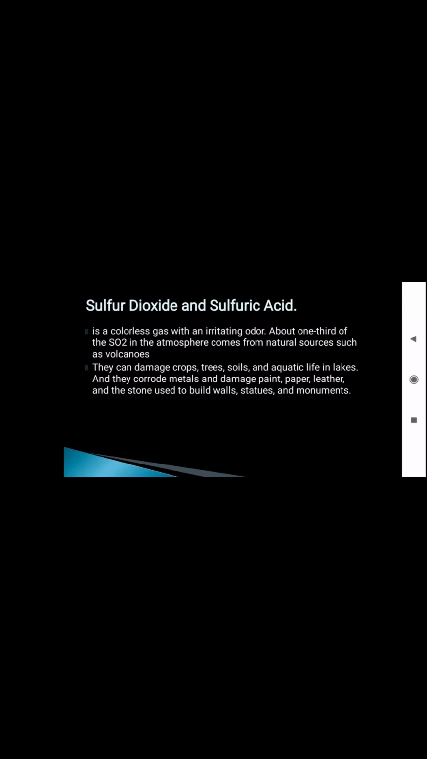So next one is sulfur dioxide and sulfuric acid. Sulfur dioxide is a colorless gas with an irritating odor. About 1/3 of the SO2 in the atmosphere comes from natural sources such as volcanoes. They can damage crops, trees, soils, and aquatic life in lakes. And they corrode metals and damage paint, paper, leather, and the stone used to build walls, statues, and monuments.